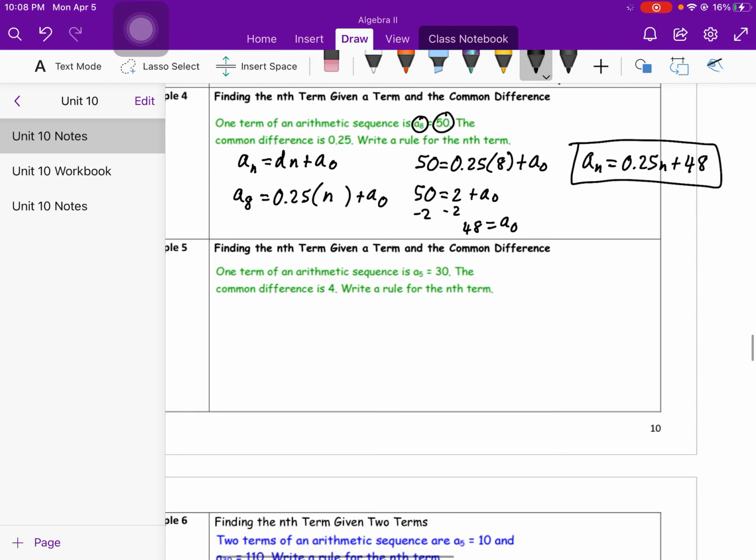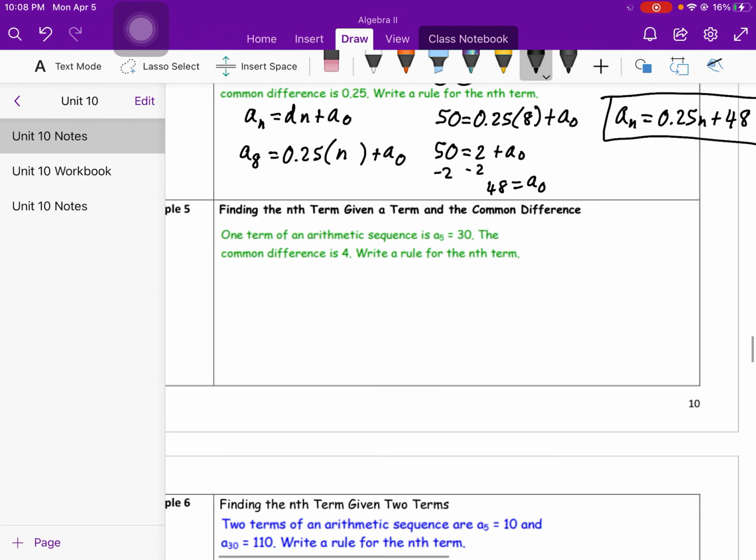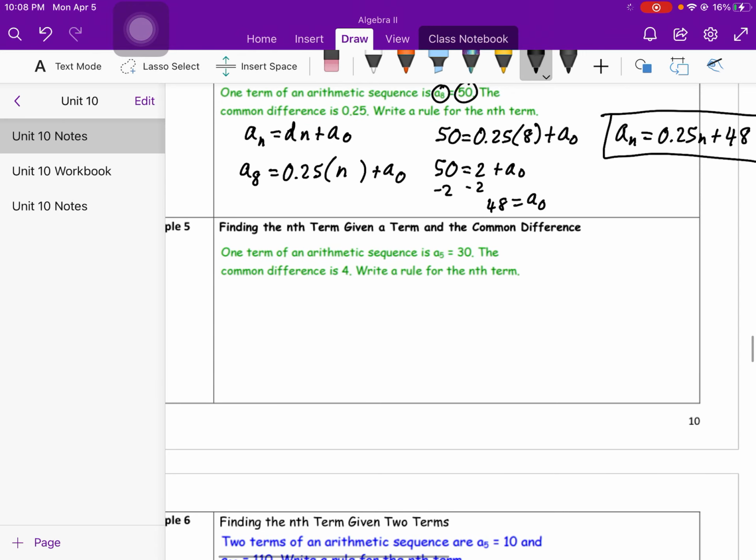All right, a couple more. This next one is just like example 4. One term is a of 5 equals 30. The common difference is 4. Write a rule for the nth term. So we're going to do the exact same thing. Write out the general formula. It's good to practice this just to think about what you need to find.